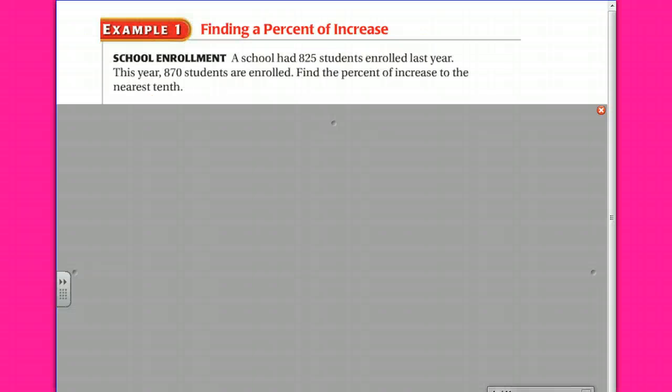Okay? You do not need to write this one down. This is a sample right out of the textbook. You can see it there, but you can just watch here right now. A school had 825 kids last year. This year they have 870 students enrolled. So find the percent of increase to the nearest 10. So without actually writing this problem down, how would we find the percent of increase? We would start with what? Anyone else? Because I've already heard from Will. Okay, Will, what do we start with?